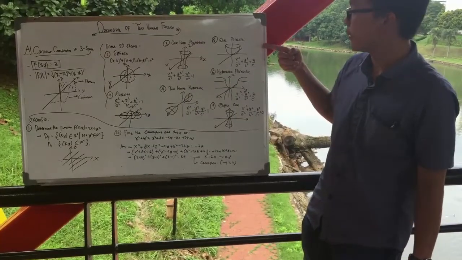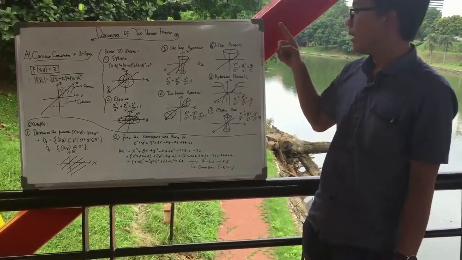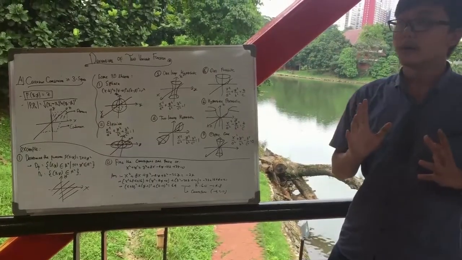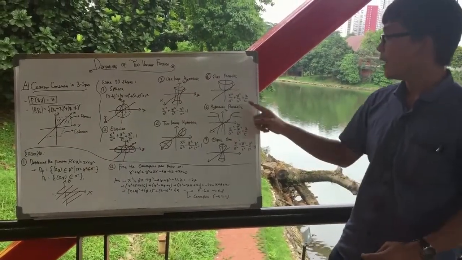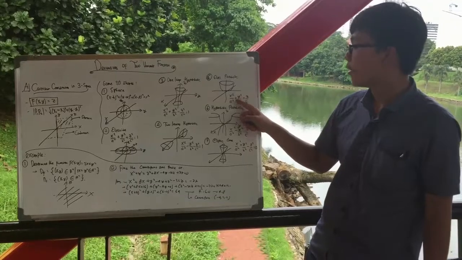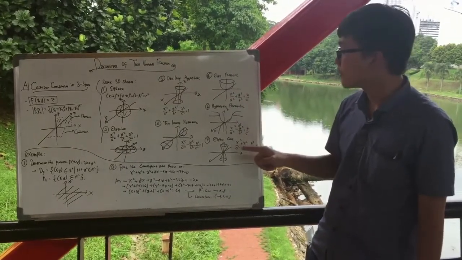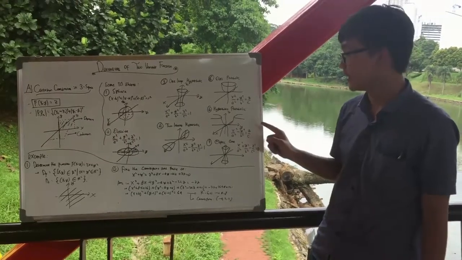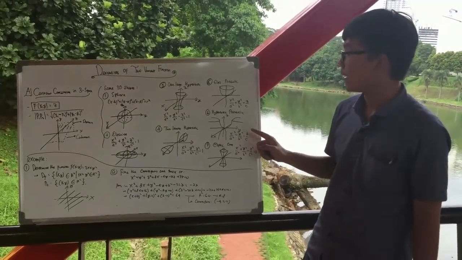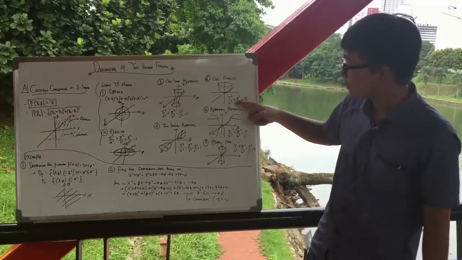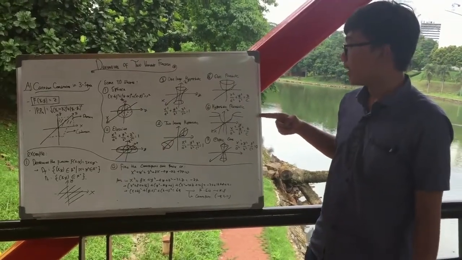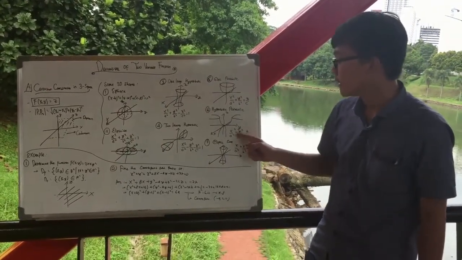And for the elliptic paraboloid and hyperbolic paraboloid, we also have a general formula: x squared over a squared, y squared over b squared equals z over c. And for the elliptic paraboloid, the sign will be positive, and for the hyperbolic paraboloid, the sign will be negative.